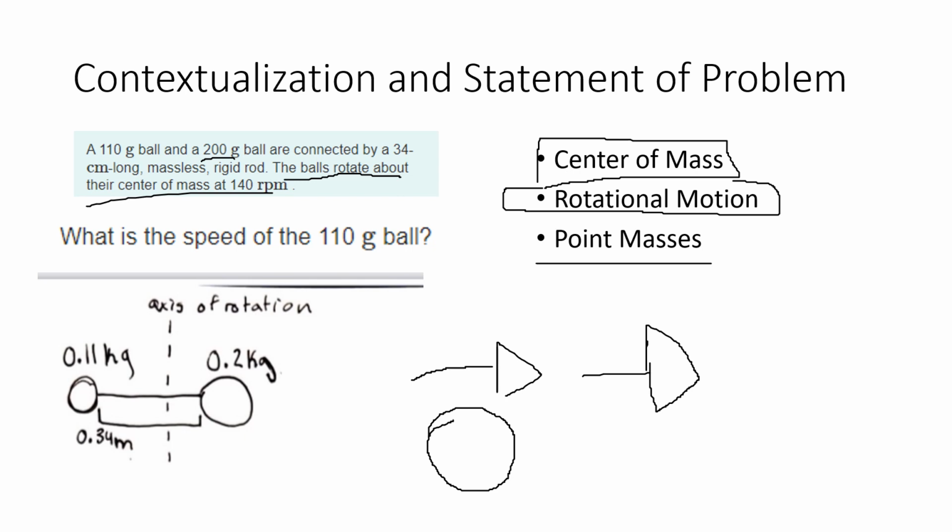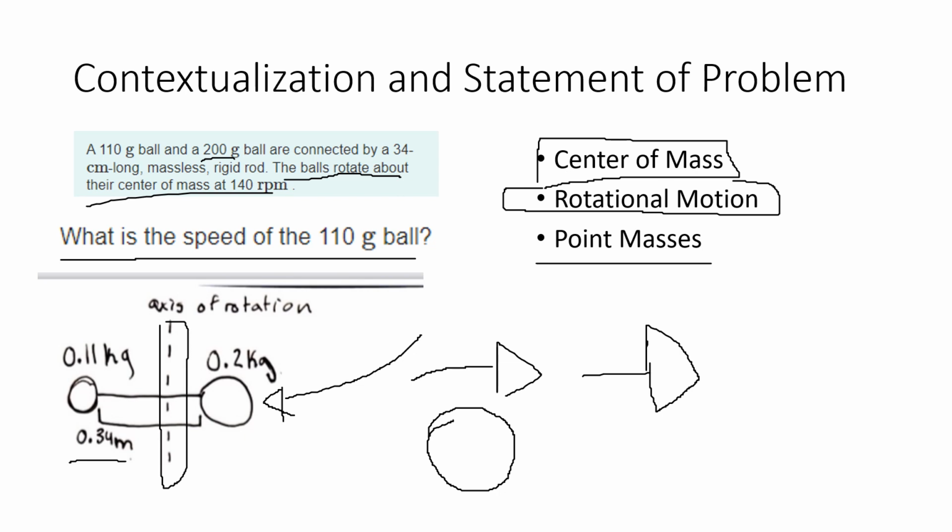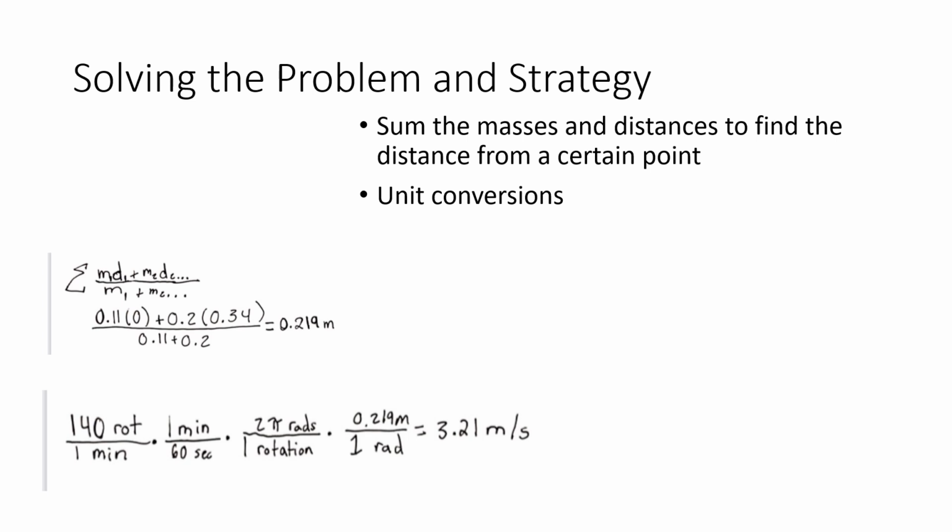So the question wants to know what the speed of the 110 gram ball is. And here I've drawn a picture of what the scenario should look like. It rotates about this specific axis, and it's 0.34 meters from one ball to the other. So we can solve this problem by summing the masses and distances, and then we need to divide by mass down here. So we have to take a point as basically 0, which I take the 110 gram ball as, and I take another point, which is not 0, and this we know is 0.34 meters away, because 34 centimeters is 0.34 meters, because that's how long the stick is.